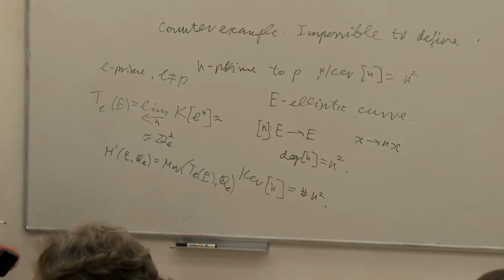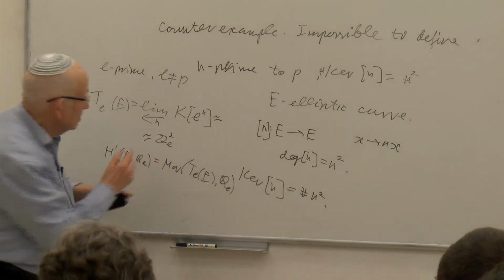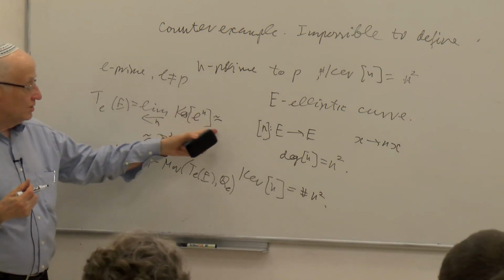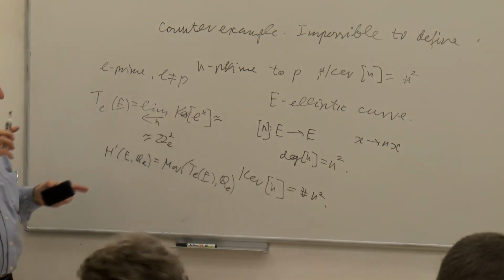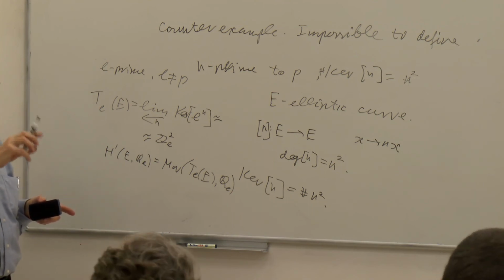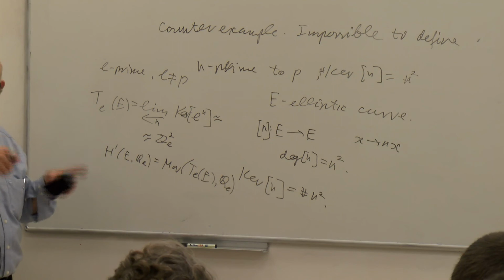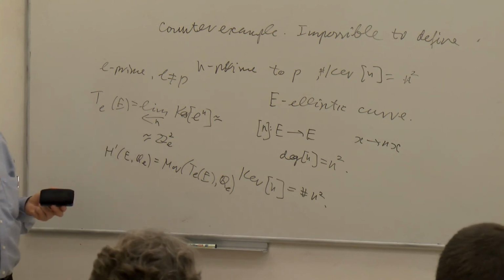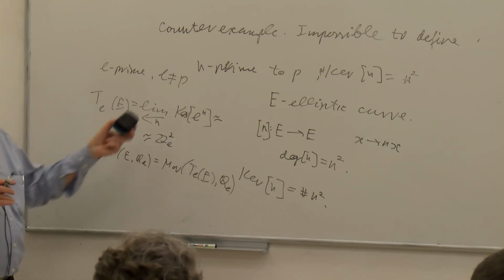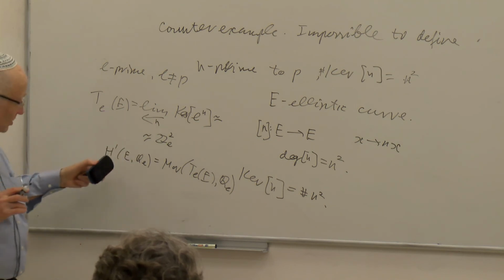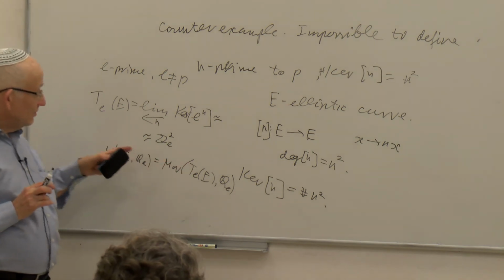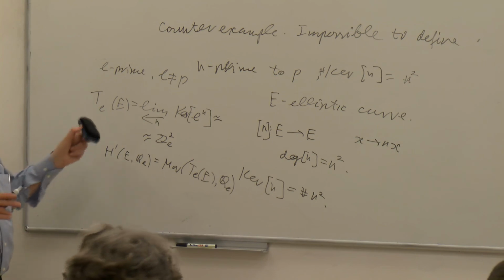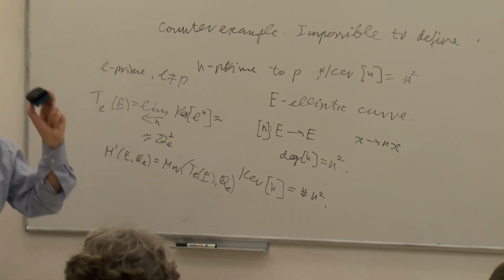The kernel of l to the n. So we consider the groups, kernel of l to the n. This is a group which is isomorphic to Z modulo l to the n Z, squared. And you consider the projective system of these things and define it. Clearly, if you have a morphism from E to E, it acts on this. Okay, so here we see why l equal p is not good for this construction. And for any other l, everything works.